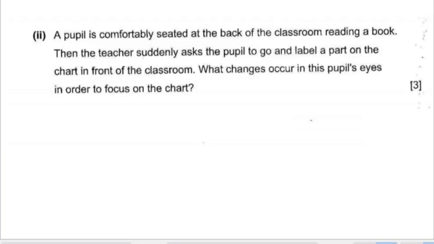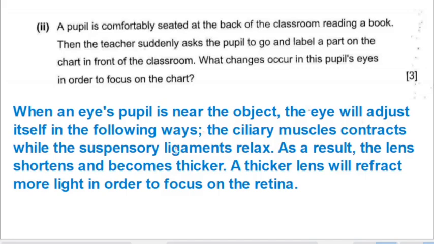That is what is going to happen in the pupil's eyes in order to focus on the chart. So we have said when an eye's pupil is near the object, the eye will adjust itself in the following ways. The ciliary muscles contract while the suspensory ligaments relax. As a result, the lens shortens and becomes thicker. A thicker lens will refract more light in order to focus on the retina.